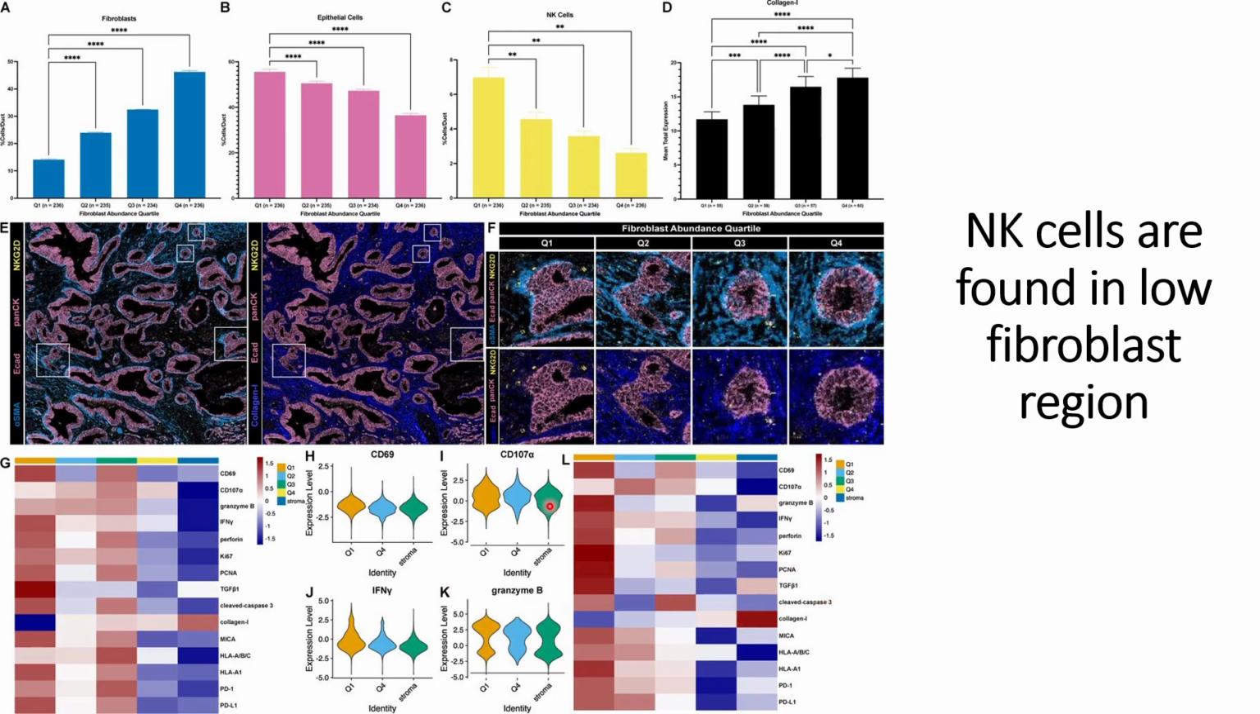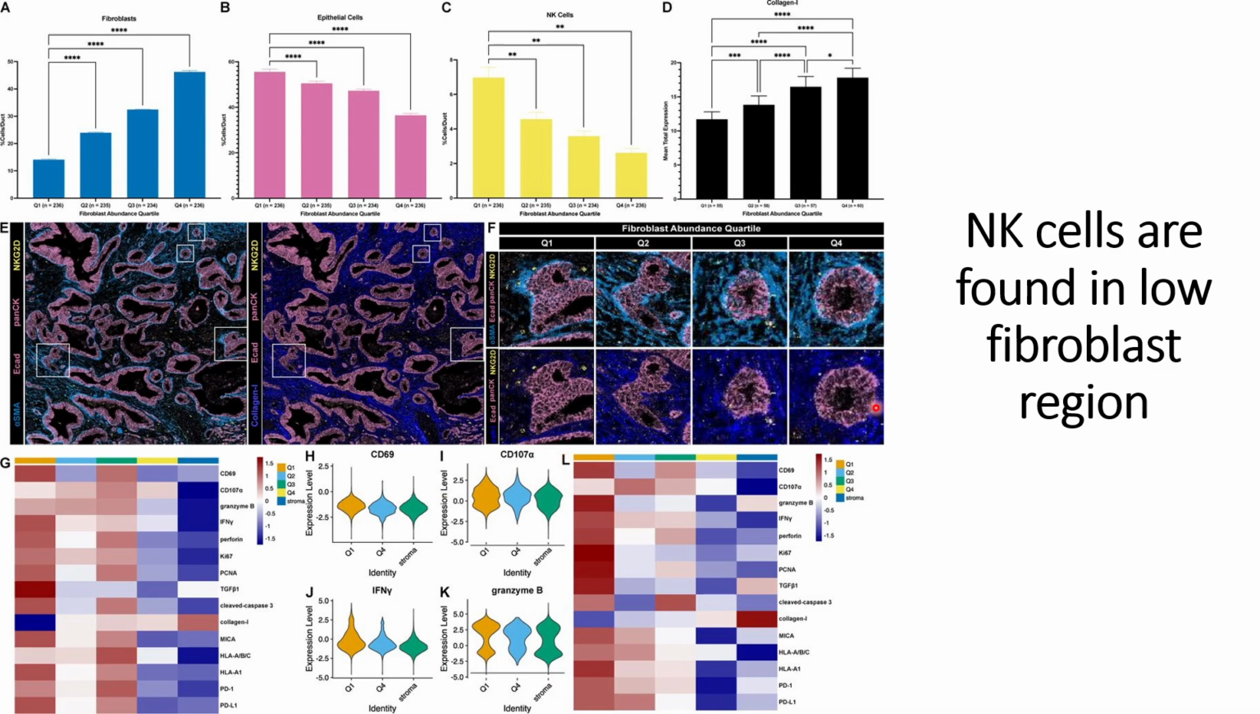The panel L results are similar to those of panel G. So both of these indicate that the fibroblast has a role towards immune evasion, whereas NK cells have a role towards immune suppression of the tumor. And NK cells are found in regions where fibroblast amounts are lower. So the fibroblast can also prevent NK cell infiltration.